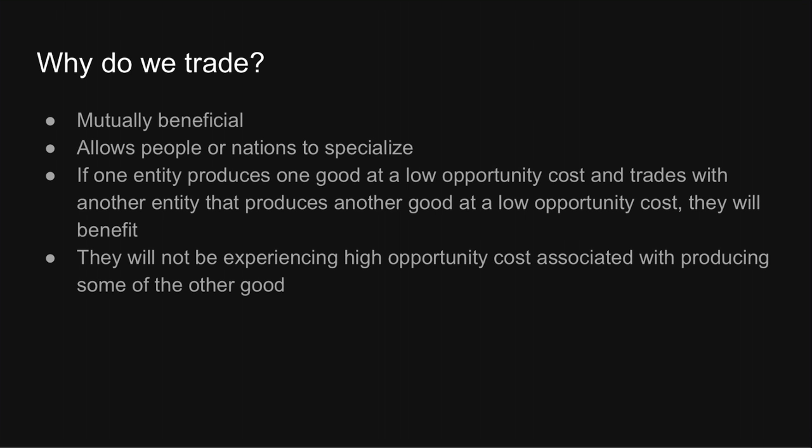So let's say I am the United States of America. I can either produce guns or butter. If I have a low opportunity cost for producing guns and I want to trade because I have a high opportunity cost for producing butter, then I'll trade with a country that has the opposite. I'll trade with a country that has the opposite high opportunity cost with my low opportunity cost. That way we both benefit. And I'll continue on with that later to expand on that point.